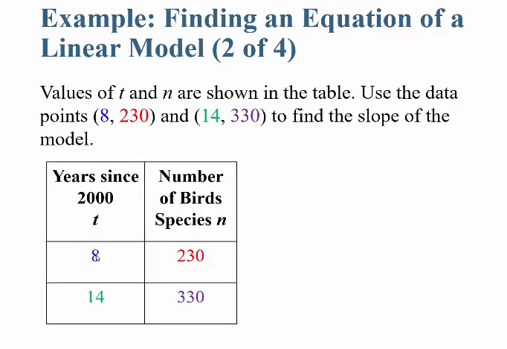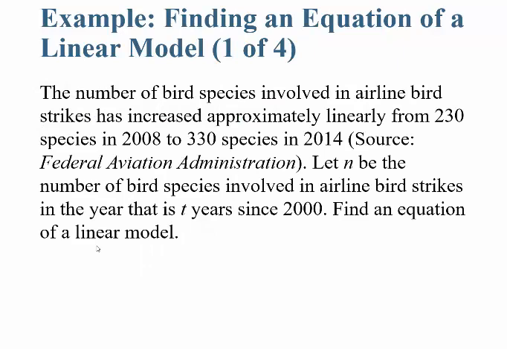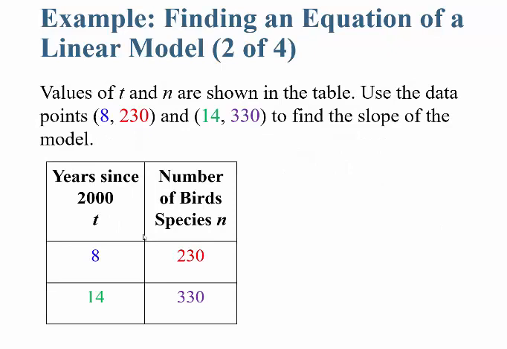I'm going to set up a little table here. The values of T and N are shown in this table. I have years since 2000, so 2008 is here, 2014 is here, and correspondingly the number of bird species are here, 230 and then 330. Going back, I want to find an equation of the linear model. Whenever I say linear model, that tells me I want to find the equation of a line. I've got 2 points here, basically. T is going to be my independent variable and N is going to be my dependent variable. I know this is weird, but think of the T as my x, the N as my y.